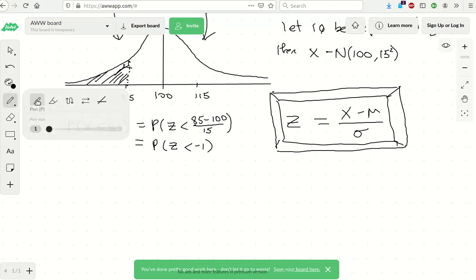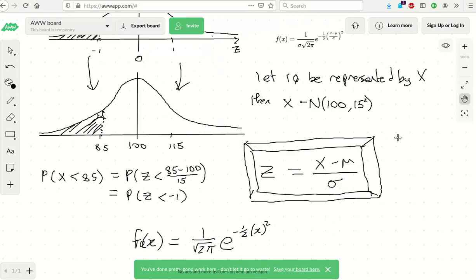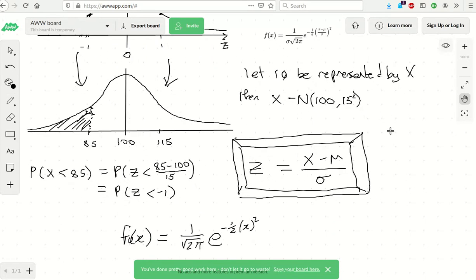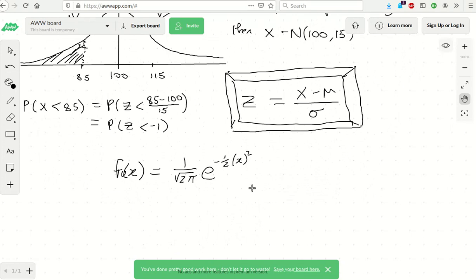For the standard normal, it becomes somewhat simpler. f(x) will simply be 1 over root 2 pi, e to the minus a half multiplied by x squared, and I think that's it. Let me just check with my equation up here. Yeah, because mu's just going to be 0 and sigma's just going to be 1. So I think that's all right. And that is the equation of the standard normal.